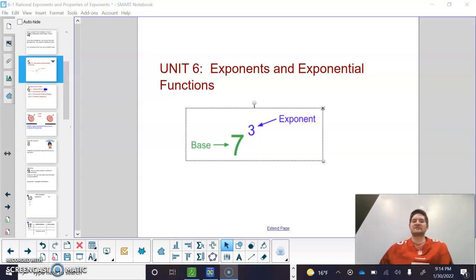Hello and welcome to Unit 6. This is called Exponents and Exponential Functions. That is going to be the title of our new unit.